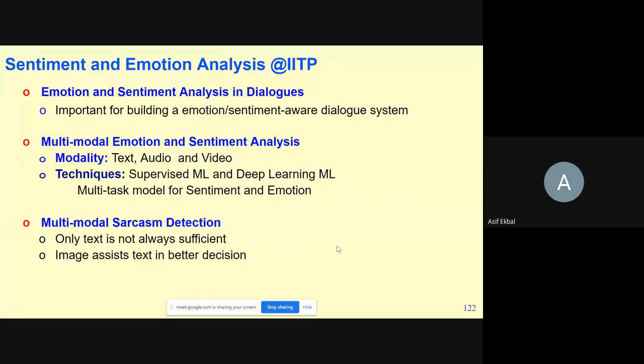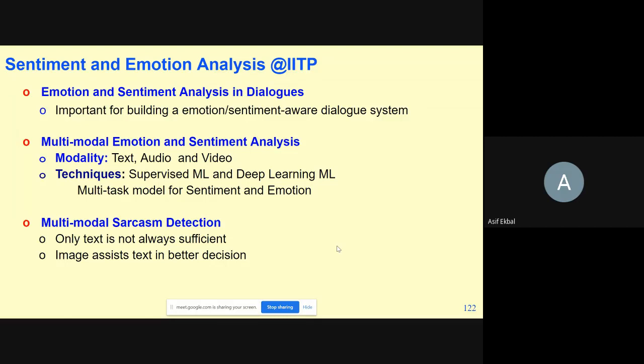and video using supervised ML, particularly deep learning models, multitask models, etc. We are also doing sarcasm detection, where the image is associated with the text, because image can provide meaningful information for sarcasm detection. If from the text only you say, okay, the movie was awesome to put me to sleep, it is very hard to decide that it is sarcastic.